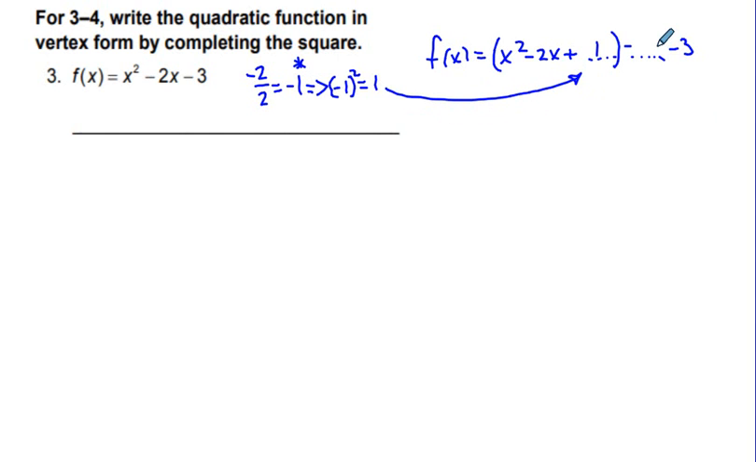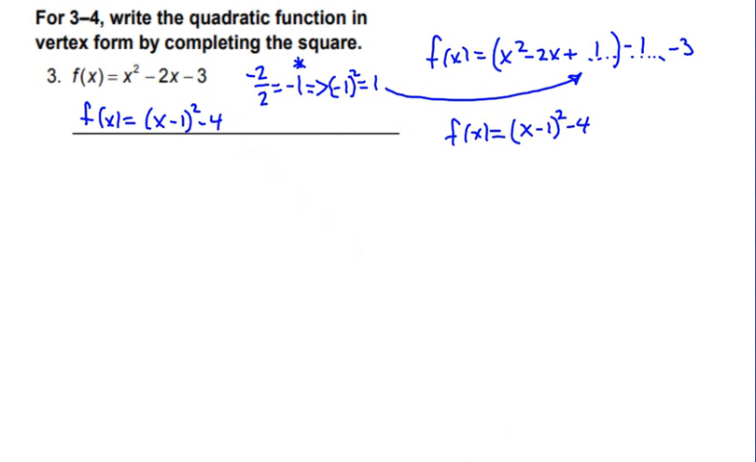And then we have to put -1 on the outside of the parentheses to offset the 1 that we added inside the parentheses. And now what we have is f of x equals, remember I asterisked this -1 here? I did that because we're going to put here (x minus 1) squared. On the outside we have -1 minus 3, which will be -4. So our answer for this one in vertex form is f of x equals (x minus 1) squared minus 4.